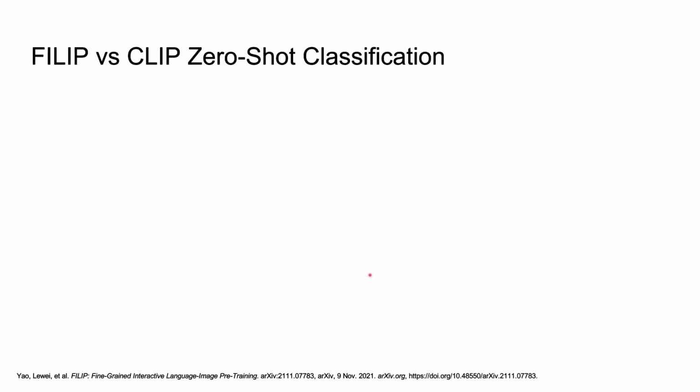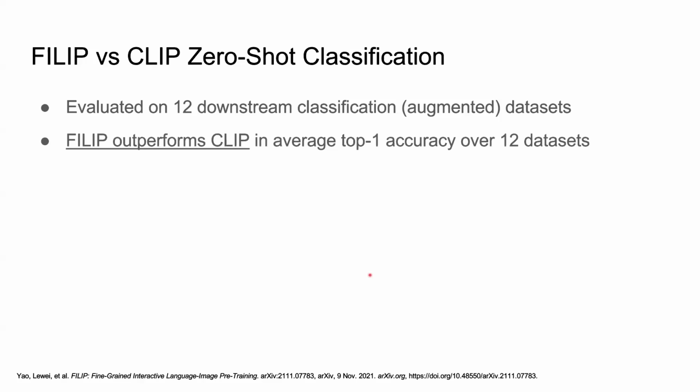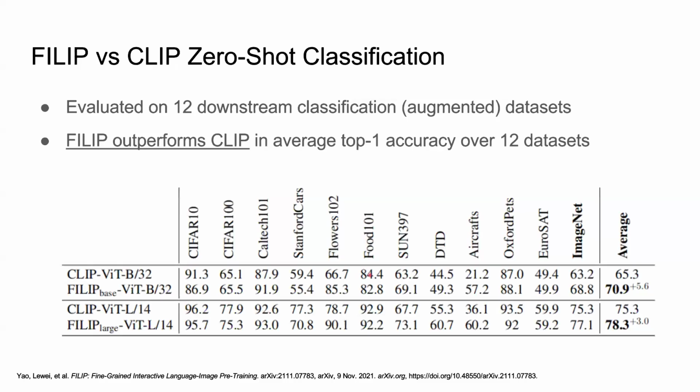So then FILIP also presents their results on zero-shot classification, specifically against CLIP. This is across 12 downstream data sets, which are augmented with those templates I just referenced. And FILIP claims that they outperform CLIP in top 1 accuracy. And we will see that they indeed do. They compare both models. Here we see a 5% increase on average. Here we see a 3%.